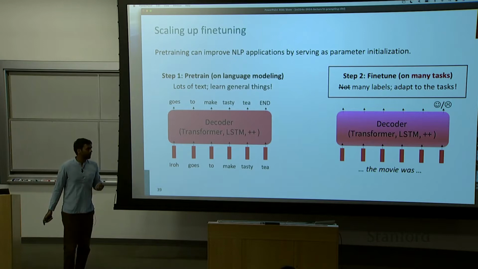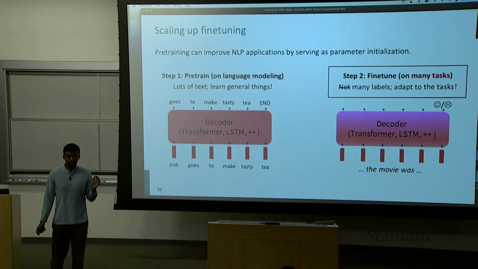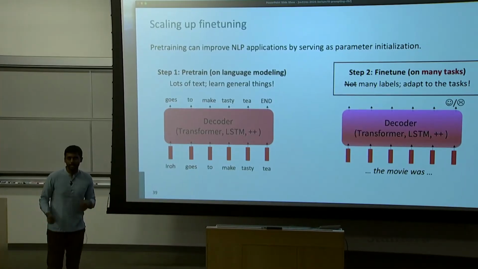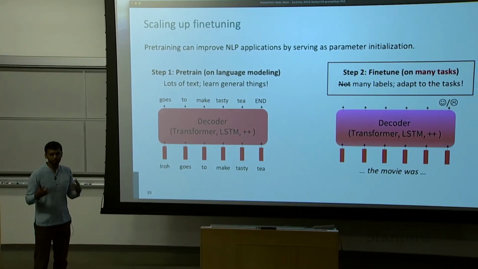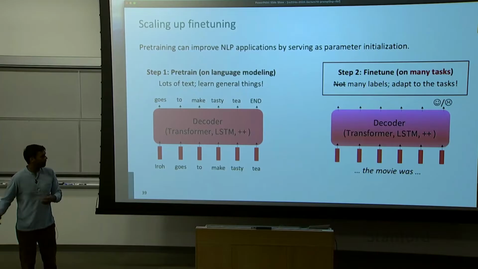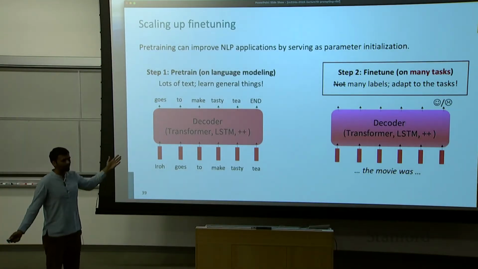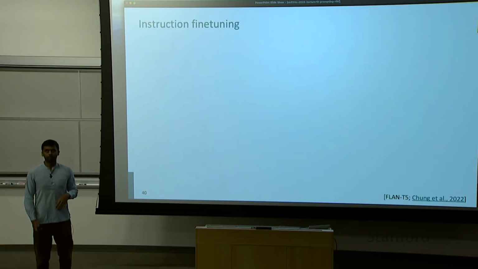The thing that is going to be different now is that we're no longer fine-tuning on a small amount of data. We're going to fine-tune on many, many different tasks, and we're going to try to put them into a single usable UX for users. And this is where fine-tuning, or instruction fine-tuning, comes in.